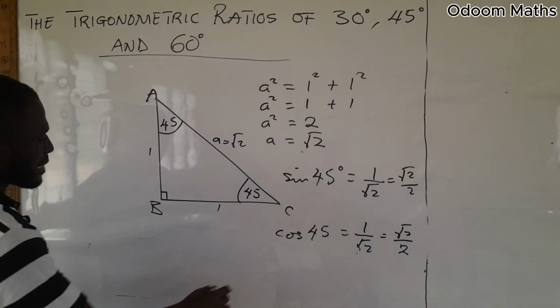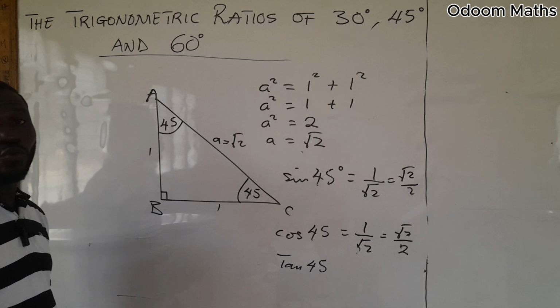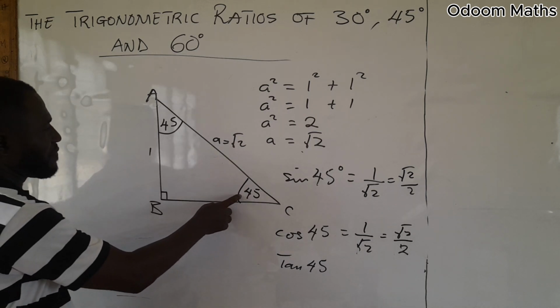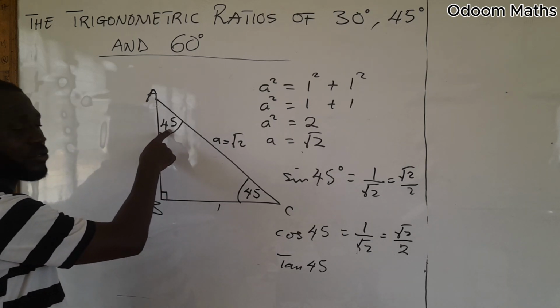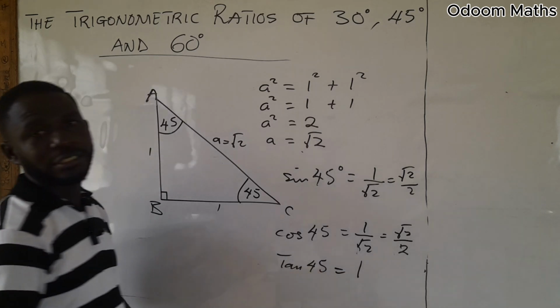Okay. Then the last one, tan 45. Tan 45 is 1. Because tan 45 is opposite over adjacent. Or if this is what we are referring to, opposite over adjacent. So which is 1 over 1, and that is 1.